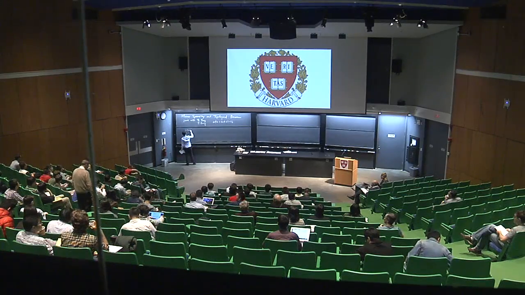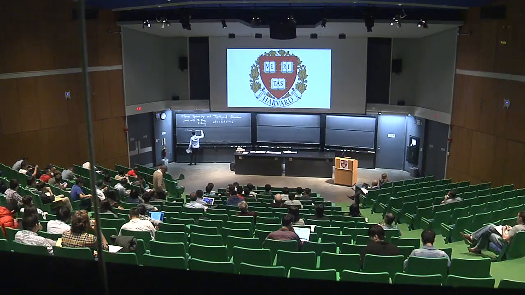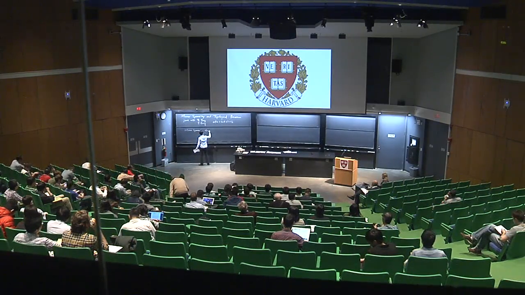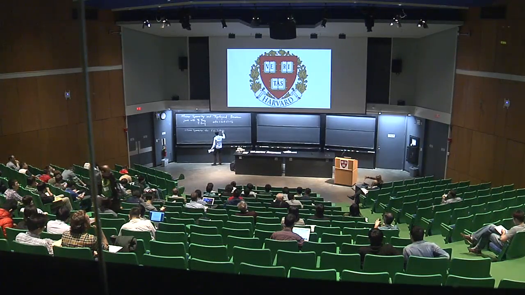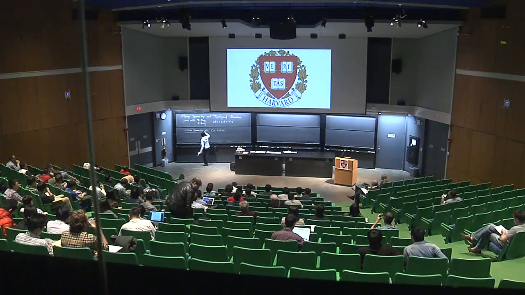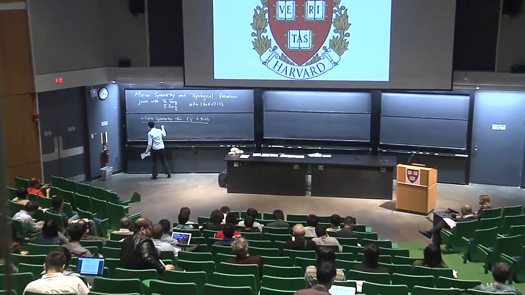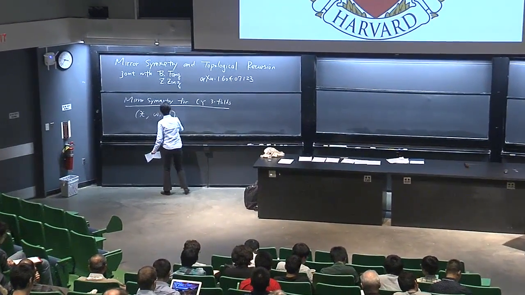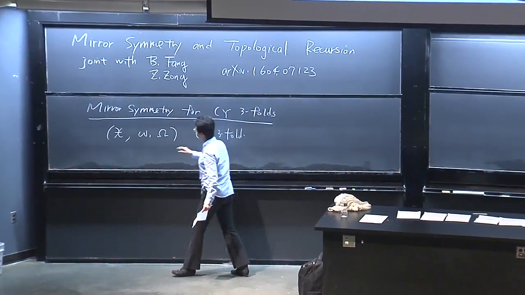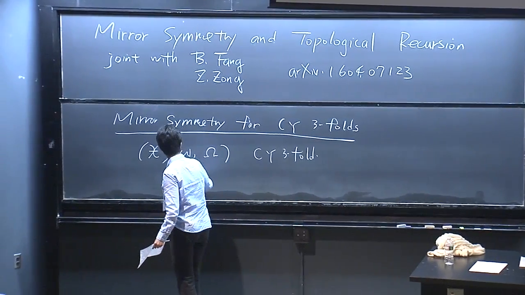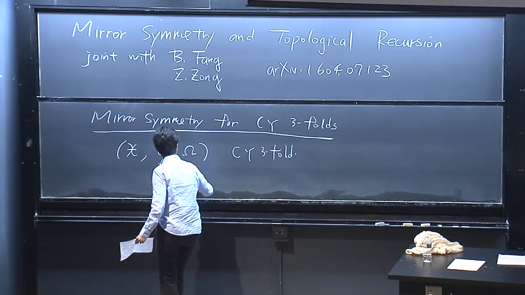Mirror symmetry for Calabi-Yau threefolds roughly says the following. If you have some Calabi-Yau threefold X, a complex three-dimensional manifold, and this omega is a symplectic form compatible with the complex structure, so it's actually the Kähler form.